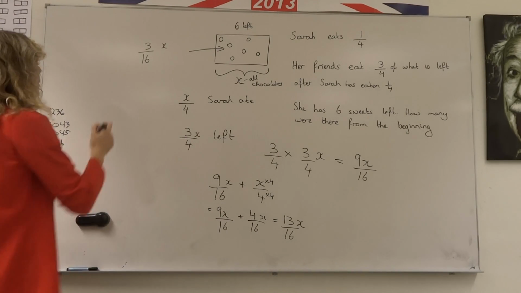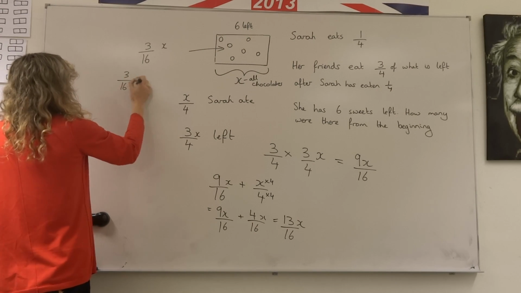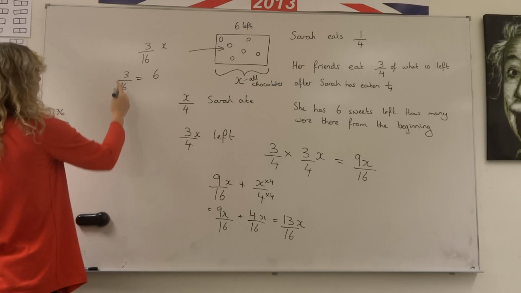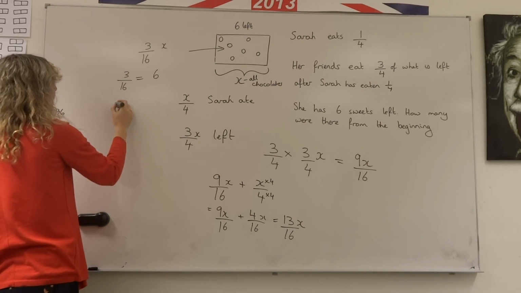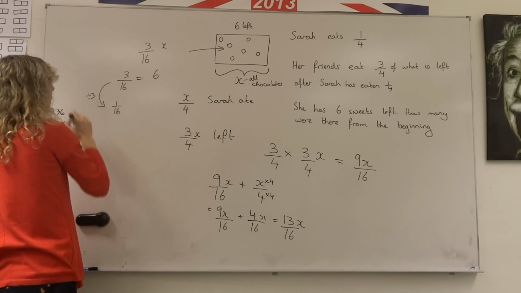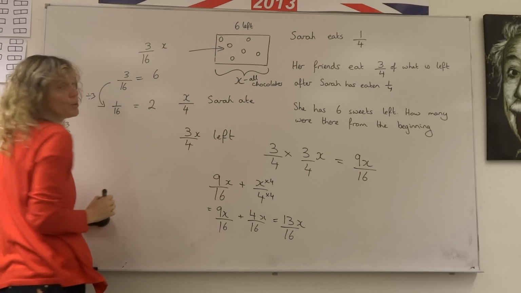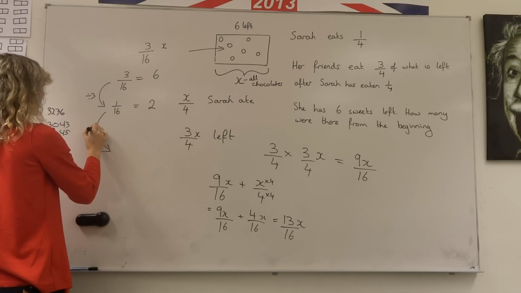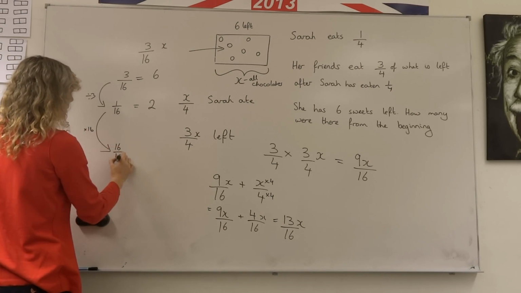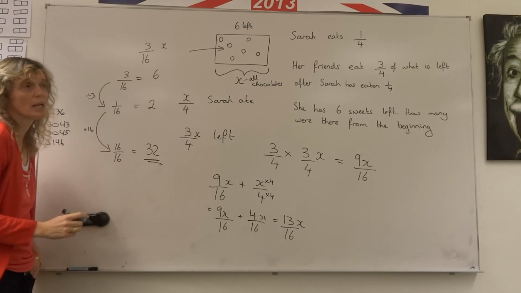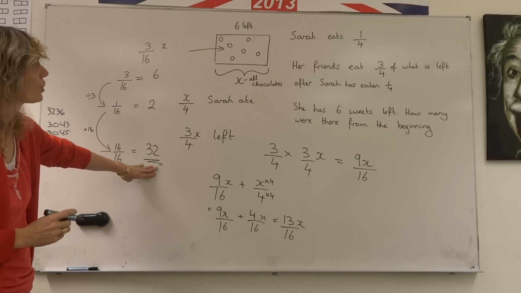And we know that these 3/16 is the same as 6 chocolates. That would mean that if 3/16 is 6, then 1/16 would be this number divided by 3. 1/16 of the chocolates would be 2. So all of the number of chocolates would be 16/16. Multiply this by 16 would get 16/16, and that would give us 32 chocolates from the beginning. So that would mean that there'd be 32 chocolates in total.